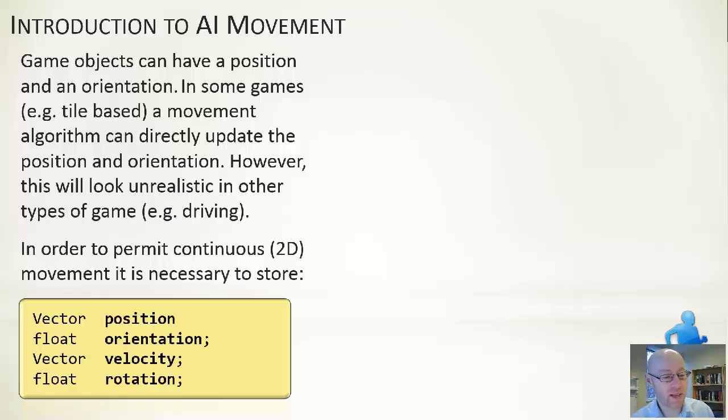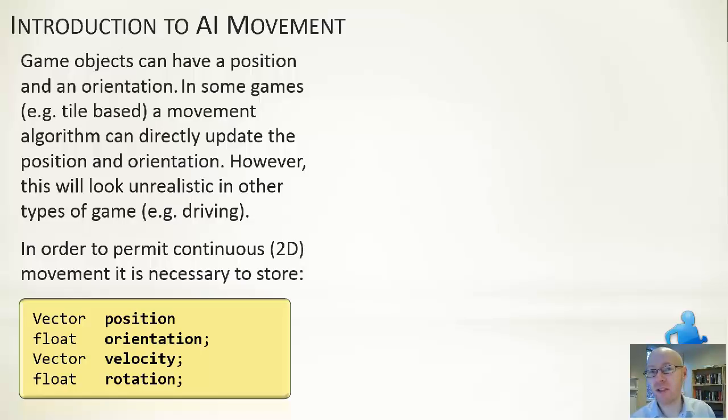You can see that the position is described as a vector. So in 2 dimensions, we'd have an X and a Y. In 3 dimensions, we'd have an X, a Y, and a Z. And the position is whereabouts it is located in our game world relative to some defined origin.